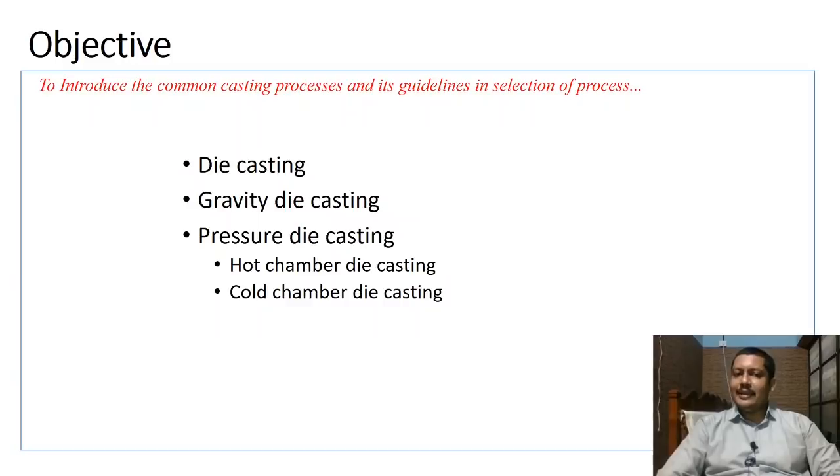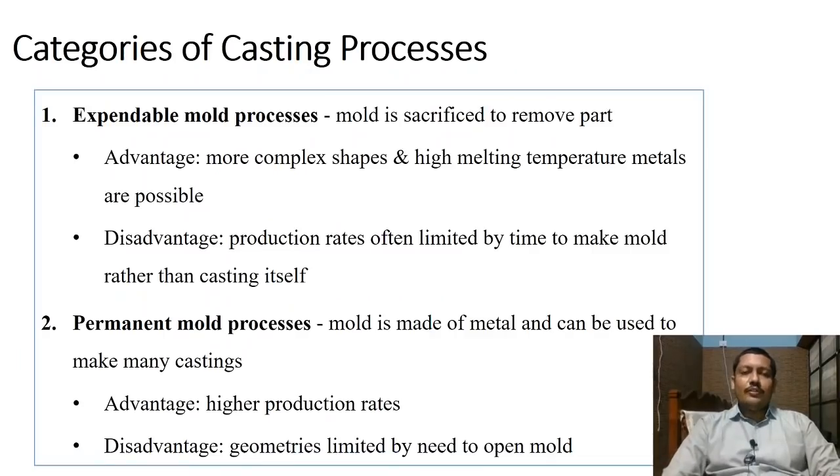So gravity die casting and pressure die casting will be the sub-classification of die casting. Again, under pressure die casting, two more sub-classifications will come. It is called hot chamber die casting and cold chamber die casting. So far we have seen the casting processes can be broadly classified under two headings: expendable mold process and permanent mold process. So in the expendable mold process, as per the definition, mold is sacrificed to remove the part.